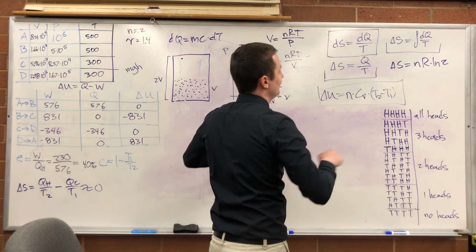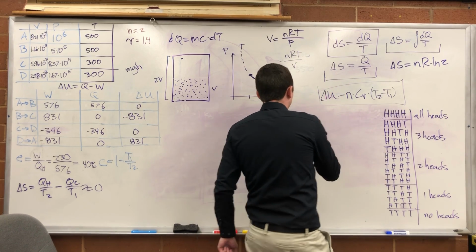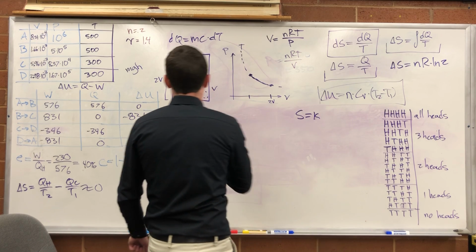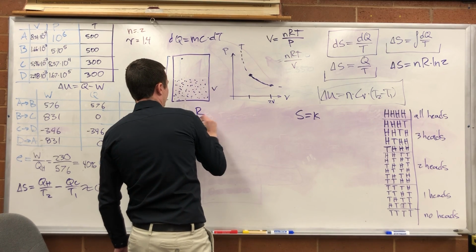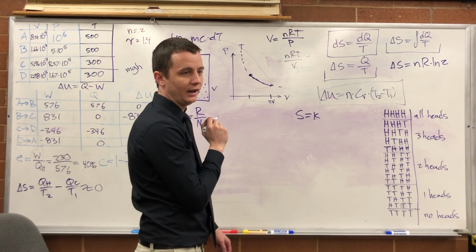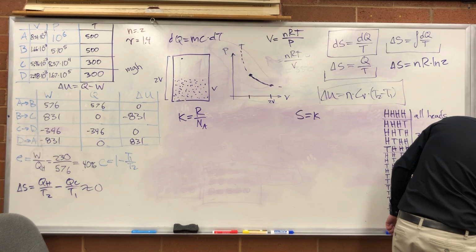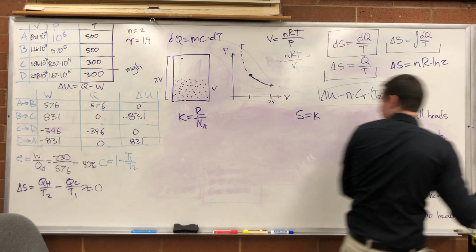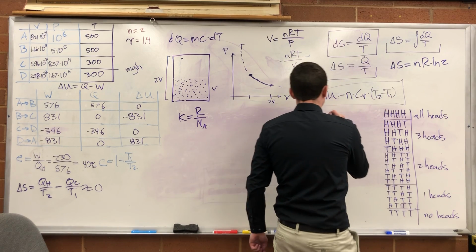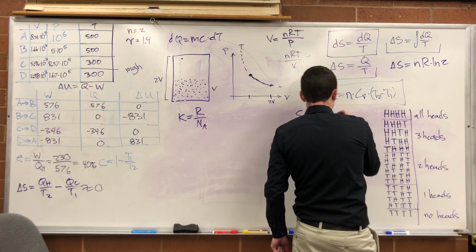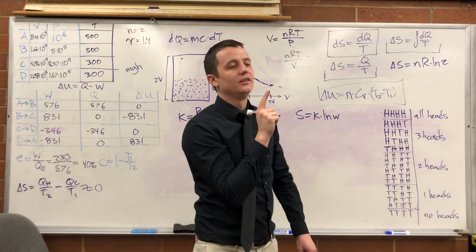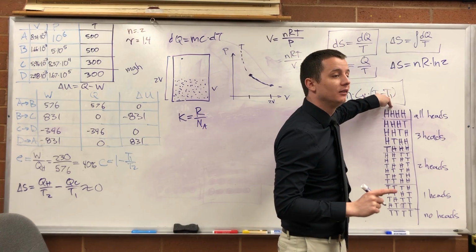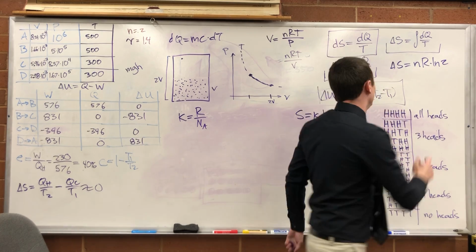Let me give you the equation first now. The equation for the entropy of the system, S, is equal to k, where k equals R over Avogadro's number, an absurdly small number. I'm 90% sure that's what that k is. R over N. Okay. So there's k, times the natural log of W, where W is the amount of microstates that correspond to the given macrostate.